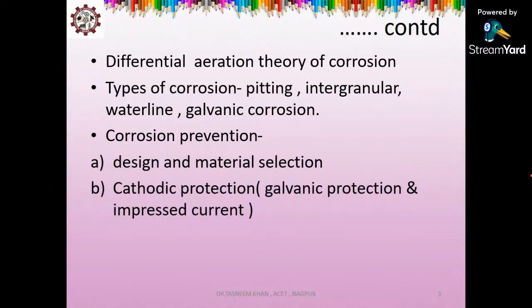And then cathodic protection. There are many, but we'll be sticking to the syllabus which has been provided to us by the university. So there are many ways by which we can do the prevention. We'll be focusing on design and material selection, then cathodic protection, which will comprise the galvanic protection and the impressed current protection. Fine. So this was just the topics which we will be doing in this chapter.